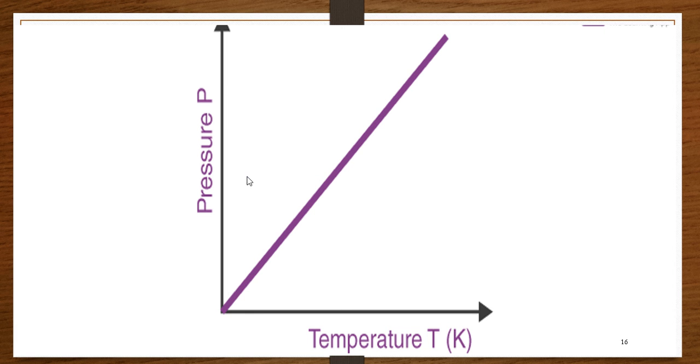And the graph is like that for Gay-Lussac's law. On the y-axis we have pressure, on the x-axis we have temperature in Kelvin, and when you increase pressure, the temperature will increase, and when you decrease pressure, the temperature will decrease as well. They are directly proportional, and it is a straight line.